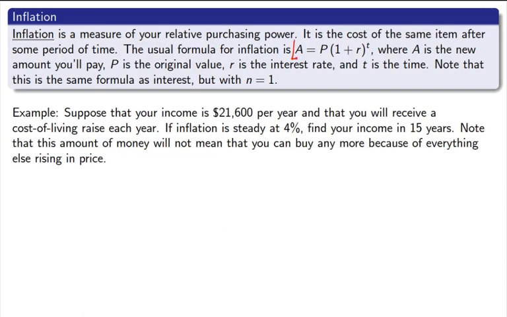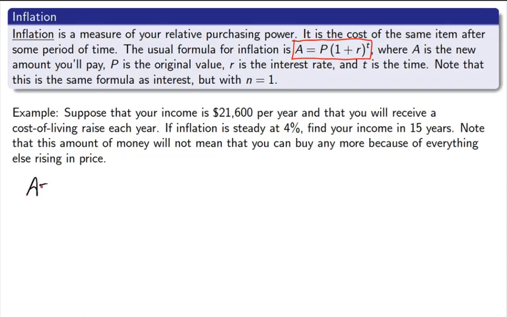The formula that we usually use for inflation is this one, that is really just the same as the compound interest formula, but with n equals 1. So let's see if we can calculate this. Suppose that you're making $21,600 a year, and you receive a cost of living raise each year. That simply means the raise has the same percent as inflation. Let's find out how much this $21,600 becomes in 15 years.